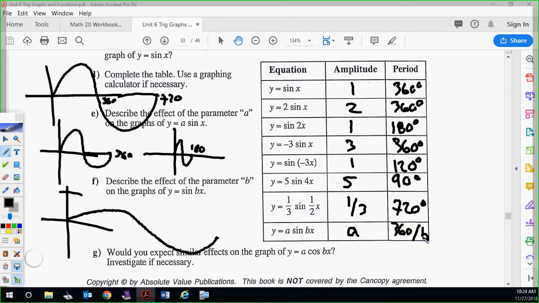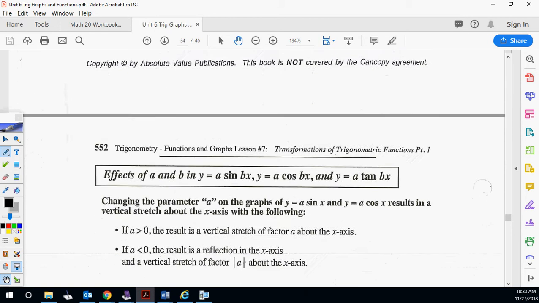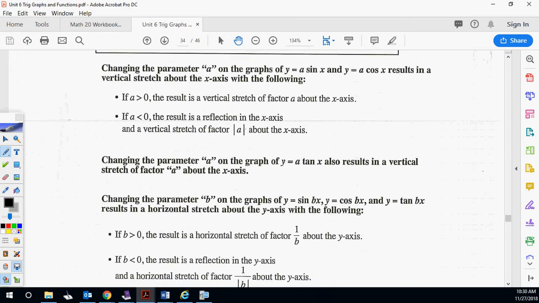Okay? All right, cool. Would you expect similar effects in the graph of y equals a cosine bx? Yeah, I mean, why wouldn't they be the same? Because the cosine just starts at 1, but all the stuff is going to end up being the same. So yeah, we would. Okay.